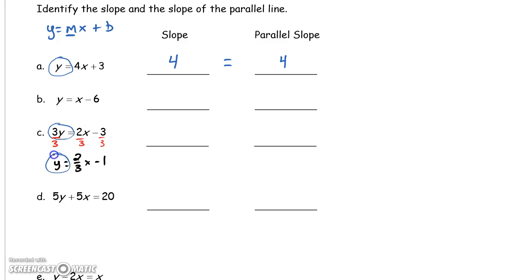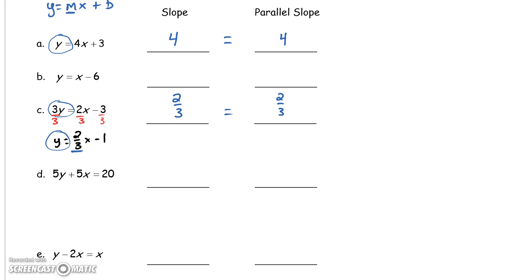Now I have it as y equals, my m, the number I'm multiplying x by, is 2/3. That's my slope, which means my parallel slope is identical, 2/3. Go ahead and press pause, then try parts B, D, and E. Remember, make sure it's solved for y, identify the slope, then the parallel slope. When you're done with parts B, D, and E, unpause to check your answers.